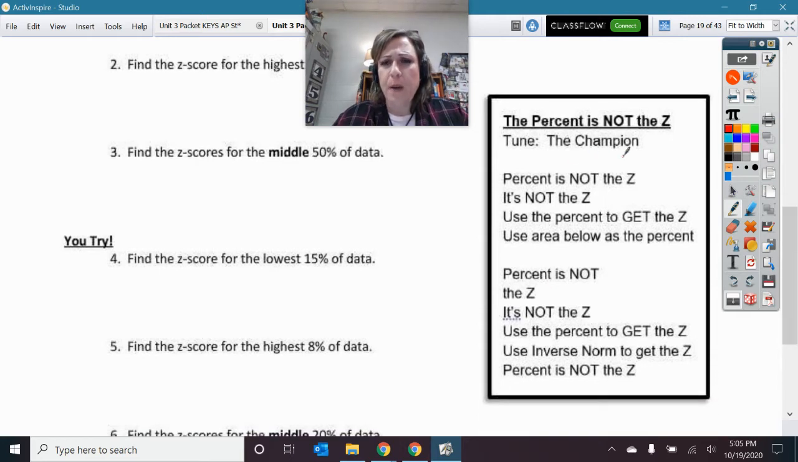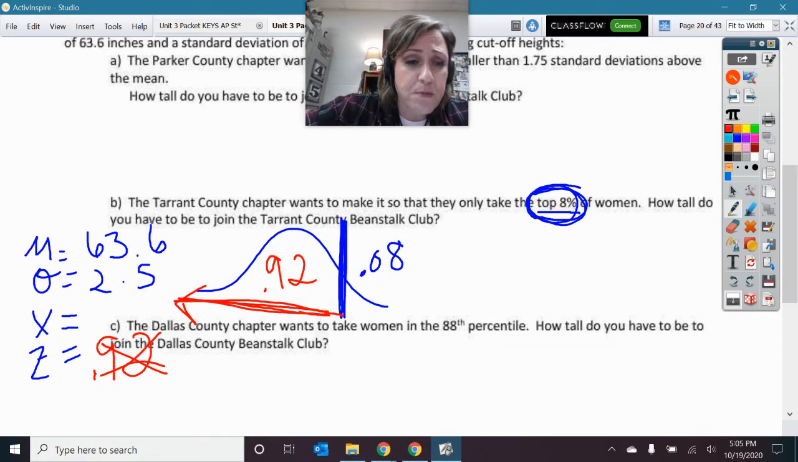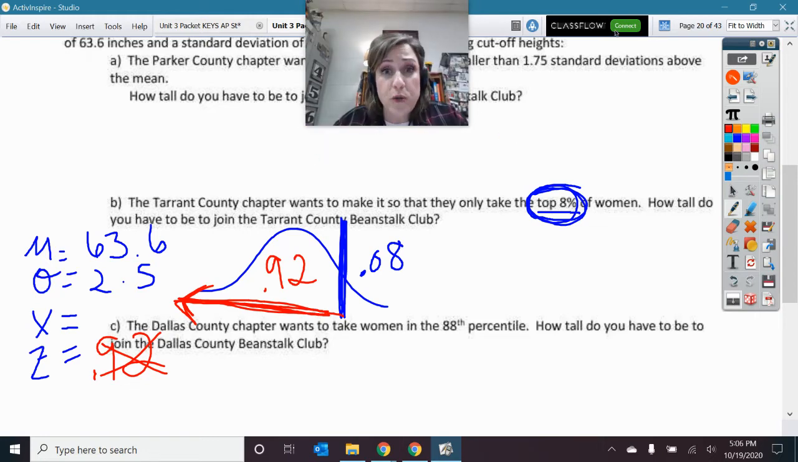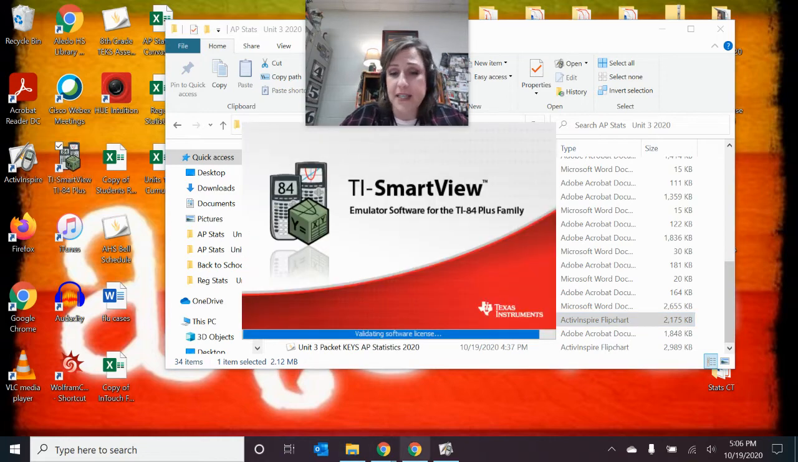Goes to the champion. Percent is not the Z. It's not the Z. You use percent to get the Z. Use area below as the percent. Percent is not the Z. So see over here? This percent, 0.92, it's not the Z. It's not the Z. You use percent to get the Z. Use area below as the percent.